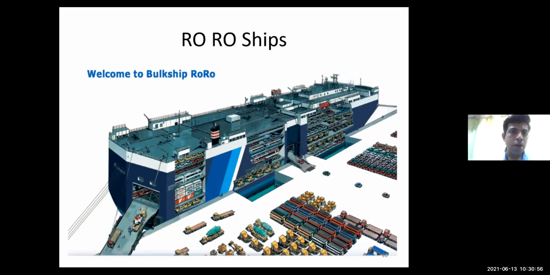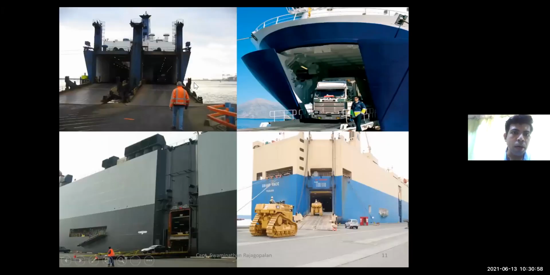See this photograph. I was talking about the ramp. You see this ramp has come over the wharf. Here also you can see this in this photo. So the ramp is there on the wharf and cars are going in. Here you can see the big locomotives which are moving in and out.